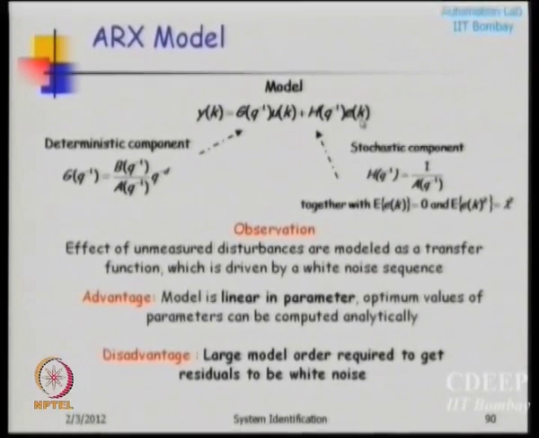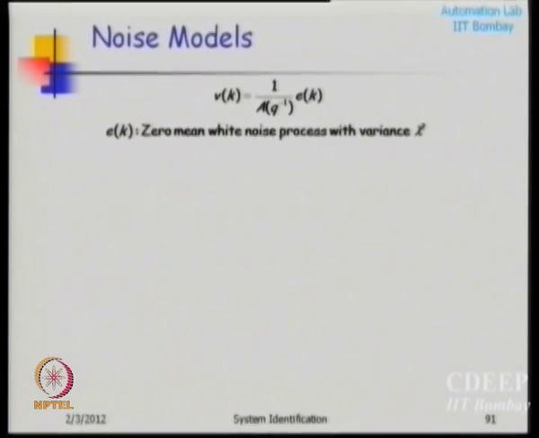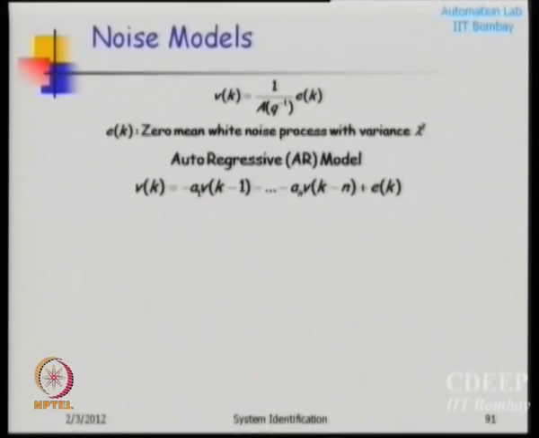Earlier this noise we had called it vk, so I have chosen to call it vk here. Vk is equal to, this is my noise model, vk is equal to 1 by A(q) into ek. What is this model? It is an autoregressive model. If you just expand this, you get this. What I have actually got is an autoregressive model.